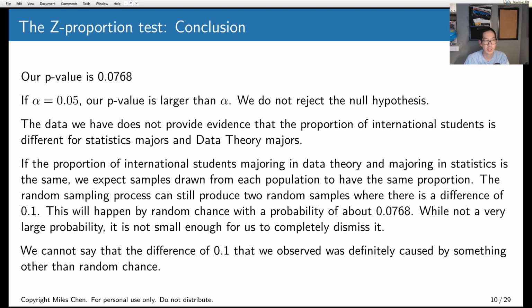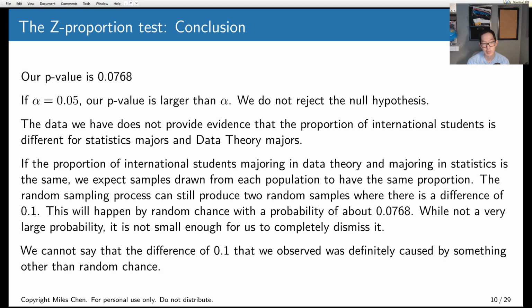Here, the data we have does not provide enough evidence that the proportion of international students is different for stats majors and data theory majors. So if it were the same, let's say the two populations have the same proportion of international students, when you draw random samples, we would expect samples drawn from each population to have the same proportion of international students.